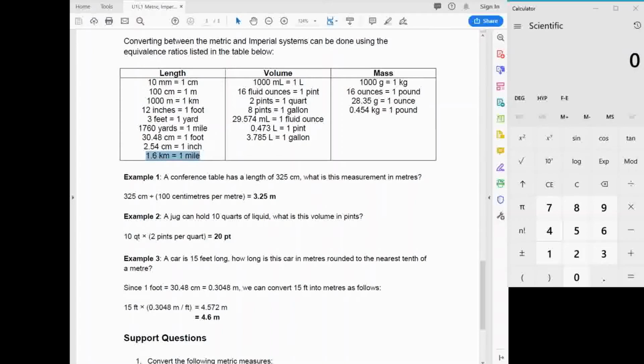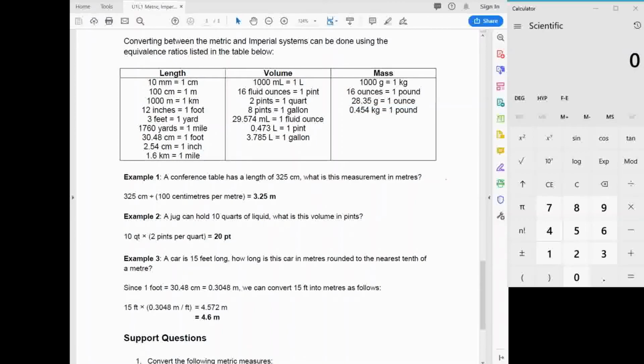Under volume, the main one is 1 gallon is equal to 3.785 liters. And for mass, the main one is 1 pound is equal to 0.454 kilograms, or 454 grams.